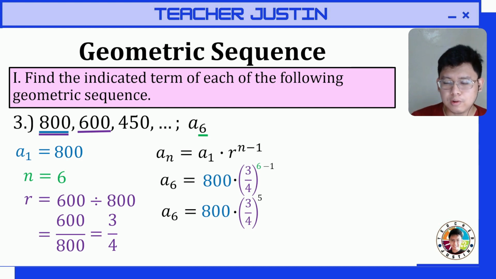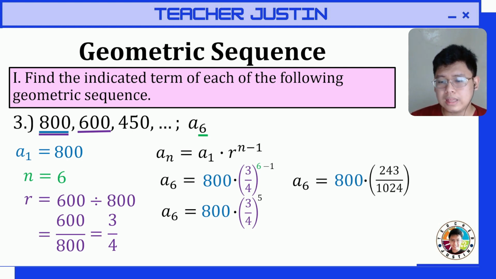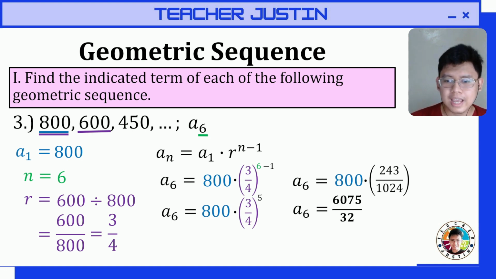Evaluate 3 over 4 raised to 5. That will give us 800 times 243 over 1024. Now, let's multiply 800 and 243 over 1024. That will give us the sixth term of our geometric sequence, which is equal to 6,075 over 32. And that's it.